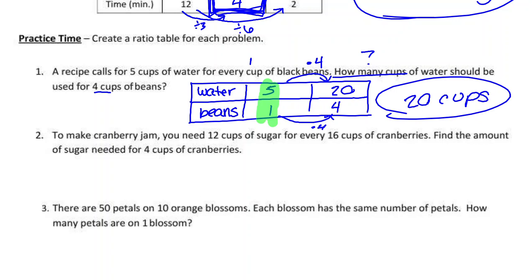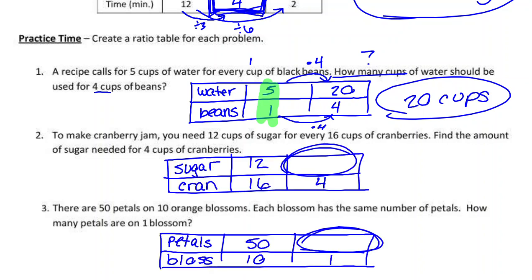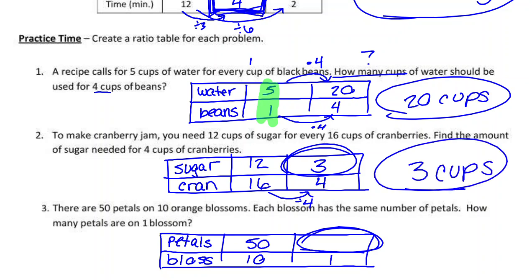I want you to try number 2 and number 3. Use the same idea that I just did for number 1. Okay, so I drew my tables for number 2 and number 3, and I circled where you're going to find that number as your answer. So if we looked at number 2, I can take 16 and divide it by 4. And 12 divided by 4 would be 3. So I get 3 cups of sugar as the answer for that one.